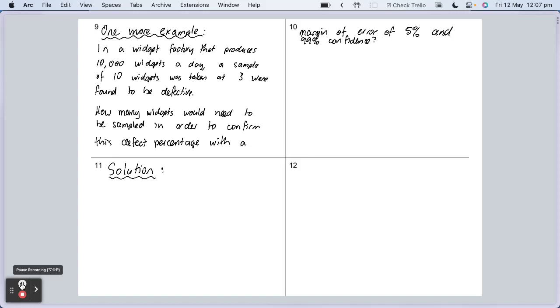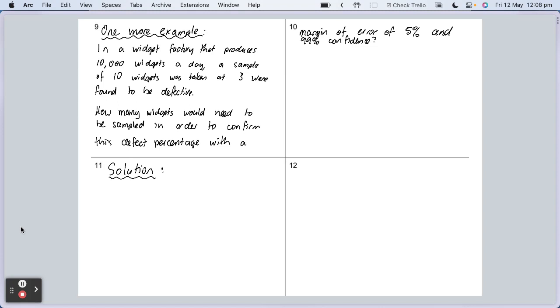Awesome. One more example in a widget factory, because we all know what widgets are, right? Excellent. Just for the video, everyone nodded enthusiastically when I said that. It produces 10,000 widgets a day. A sample of 10 widgets was taken, and 3 were found to be defective.